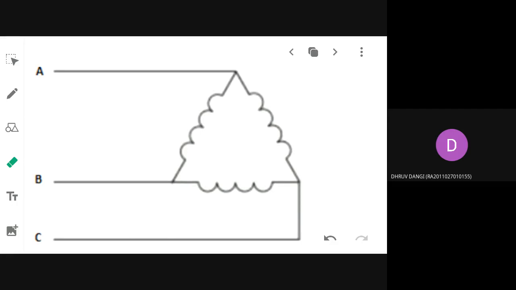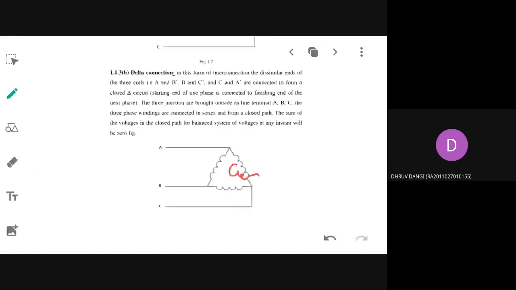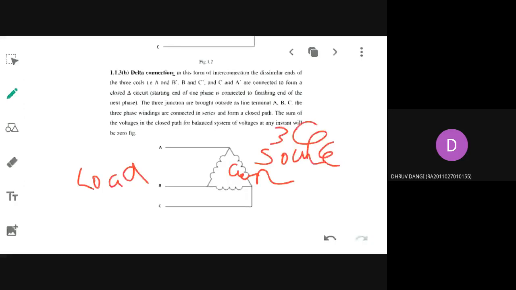Again, I'm telling you, the presence of neutral, all those things. Usually, if you see, this is a generator, if you assume. I want to connect load at this point. It is the source, you assume. Three-phase source. Anyway, whatever may be the source, it is to supply some load, isn't it?